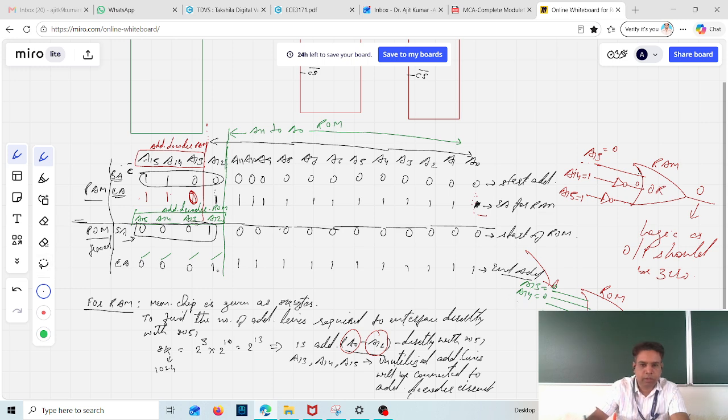Wait, just one minute. So this is the OR gate, that is the address decoder circuit for ROM, whose input should be from A12 to A15. So A12, you can see A12 is 1.